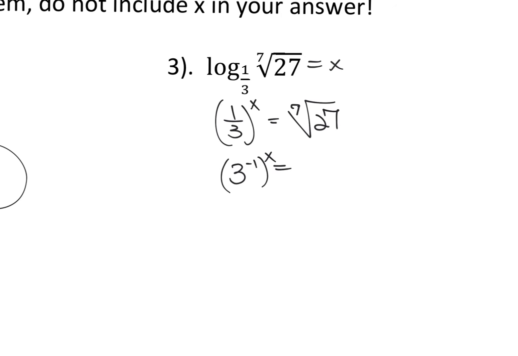The right side, the 7th root of 27. Remember, 27 is just 3 cubed, so we can write that as exponent over index, or 3 to the 3/7 power.